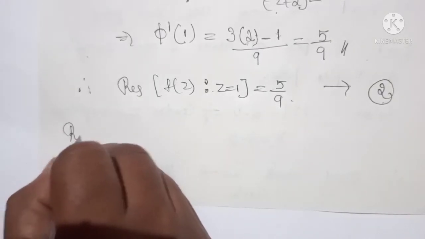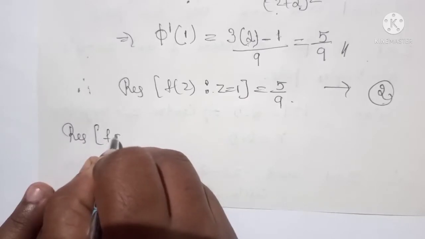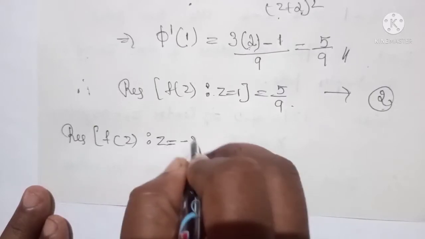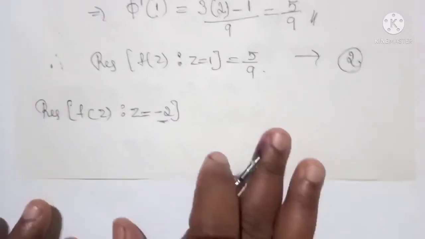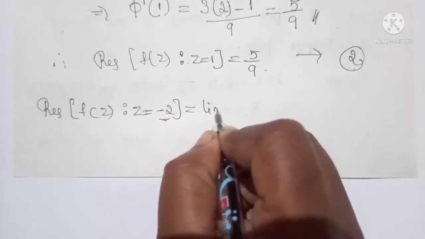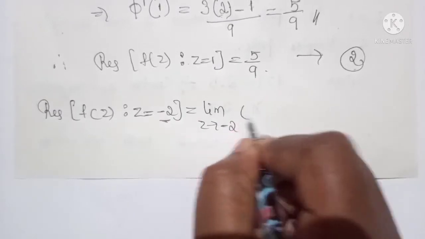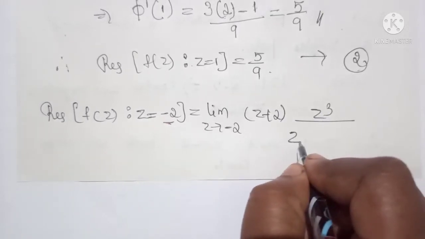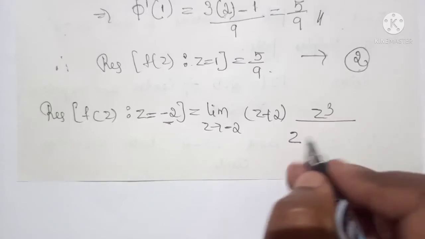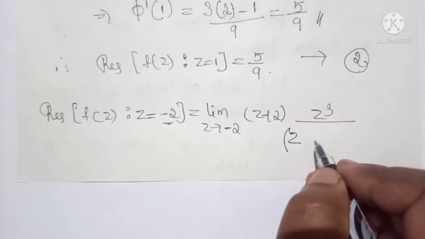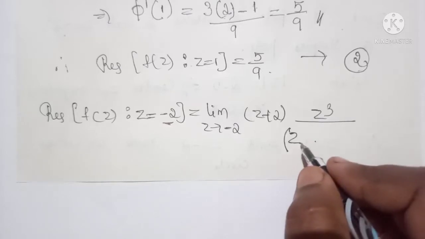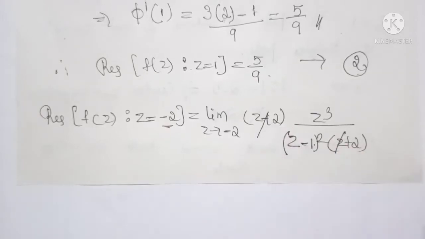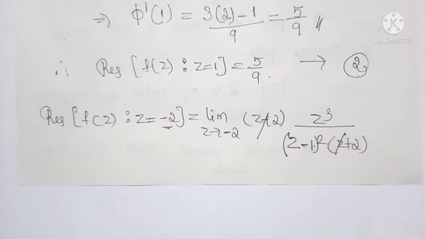Similarly, the residue of f of z at z equals minus 2. It is a simple pole, therefore we can use the formula: limit z tends to minus 2 of (z plus 2) into z cube divided by... here I am directly writing without the formula. So it is (z minus 1) whole square (z plus 2), and this (z plus 2) gets cancelled. Now we evaluate this limit.